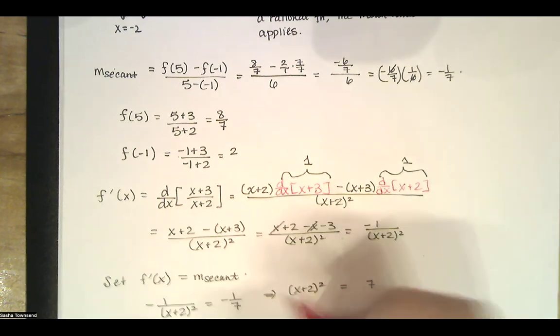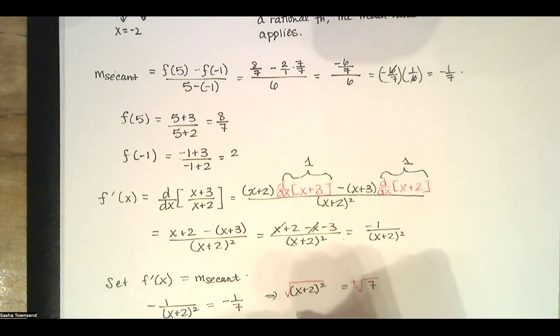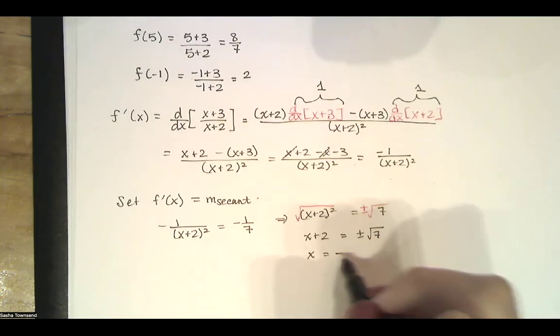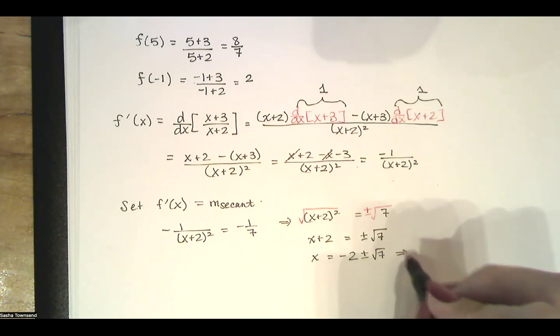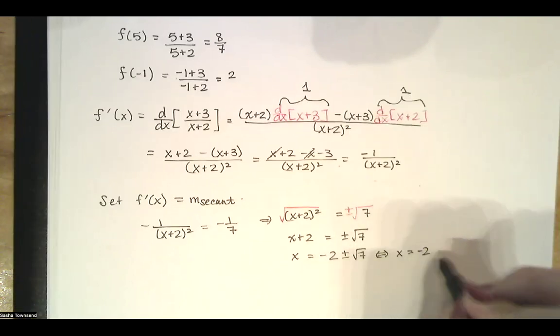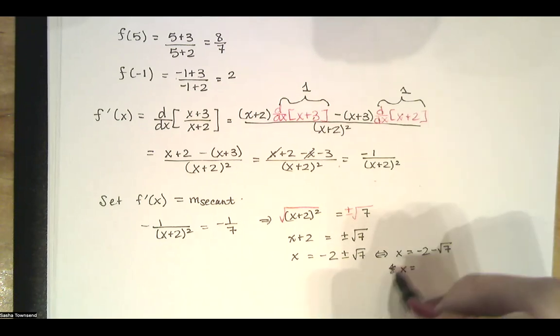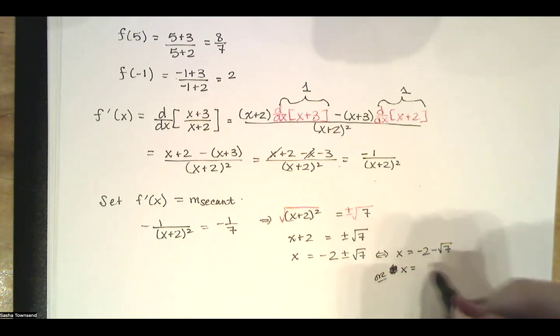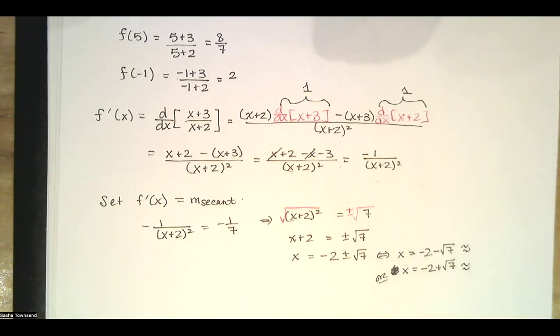To get rid of the squaring function, to undo that, we take the square root of both sides. Don't forget your plus or minus on the right. And you've got x plus 2 equals plus or minus the square root of 7. And then when we subtract 2 from both sides, we get x equals -2 plus or minus the square root of 7. Now, that corresponds to two values, of course. x equals -2 minus the square root of 7, or x equals -2 plus the square root of 7. And I don't actually know what those values are, but I can use a calculator or Desmos to find numerical approximations.